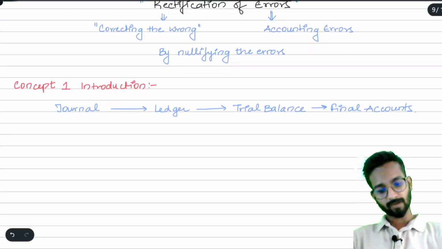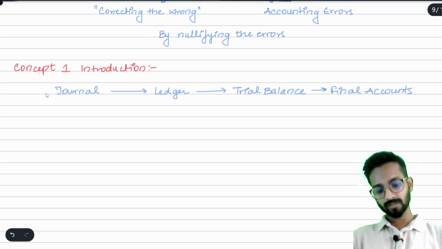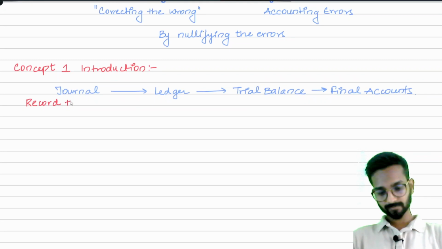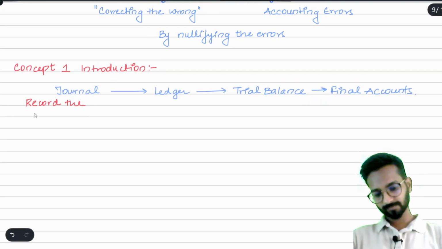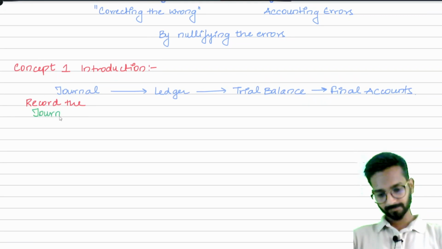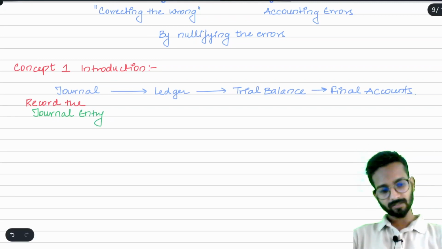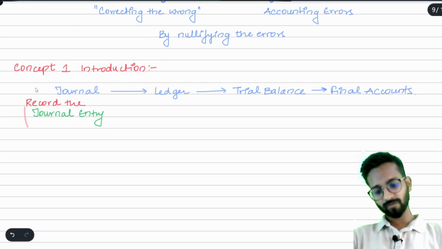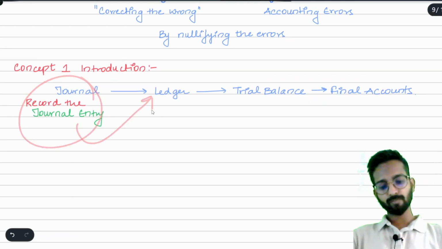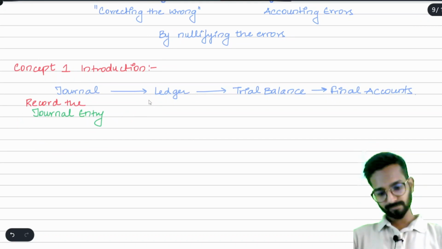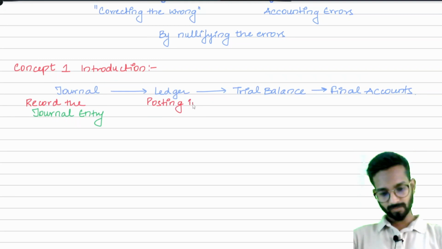Simple. Now understand. In journal, what do we do? In journal, you will say, sir, we record the journal entry. What do we do in ledger? Then that entry, what we have recorded in the journal, that we will post into the ledger. Posting into ledger.